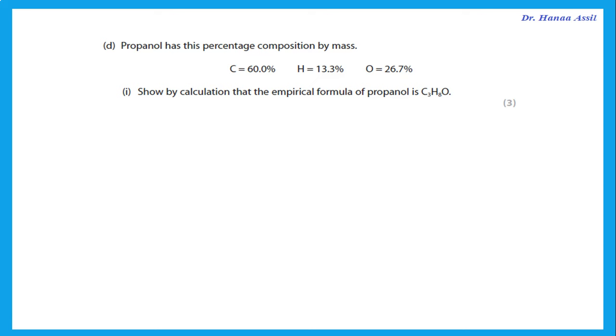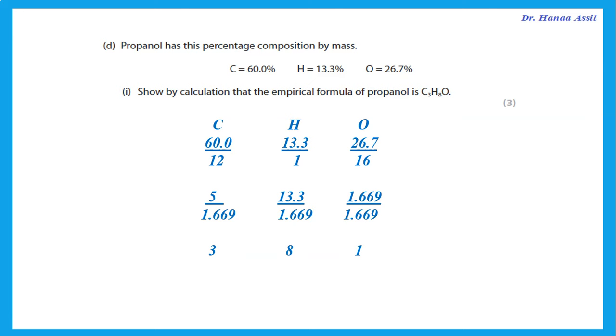Propanol has this percentage composition by mass. Show by calculation that the empirical formula of propanol is this. How do we calculate empirical formula? Please remember, we put the percentages. Then we divide each one by the mass number of each of them. The numbers that come out, we divide by the smallest. The numbers that come out should be whole numbers, so these are the ratios, and that means that the empirical formula is C3H8O.